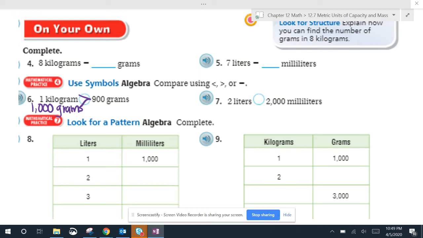Alrighty, let's go ahead and check your work. So I've got 2 liters and 2,000 milliliters. Well, I need to change liters to milliliters in order to compare the two. So I have 2 times 1,000 equals 2,000 milliliters. And I'm going to abbreviate by using capital L because that's the abbreviation for liters. So I've got 2,000 milliliters and 2,000 milliliters. So 2 liters and 2,000 milliliters are in fact equal.